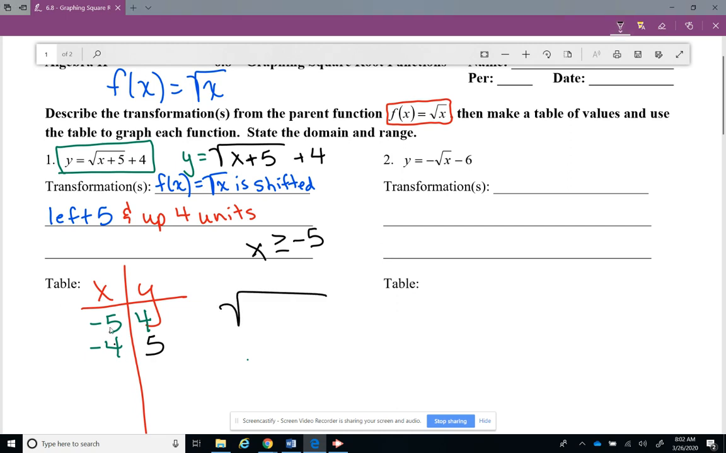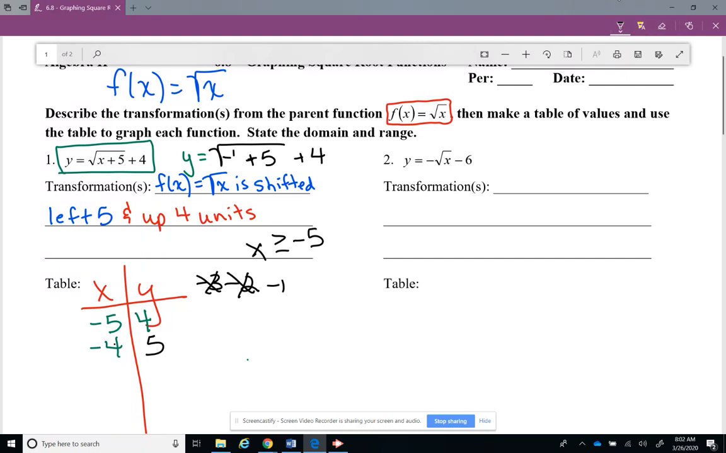If I put underneath the radical a negative 2, that's going to be the square root of 3. And the square root of 3 is like 1.7 something. But I don't want to graph that. So I'm looking for a whole number. So I tried negative 2. I had already tried negative 3. Now I'm going to try negative 1 and see if it works.